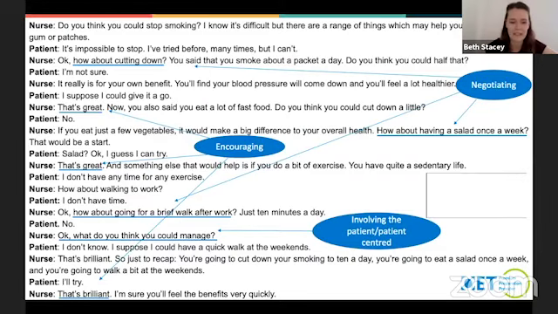And involving the patient here by asking an open question, like, what do you think you could manage? Get the patient to give their own language to you, so that, again, you're not just offering them ideas, you're asking them to think of the ideas themselves.